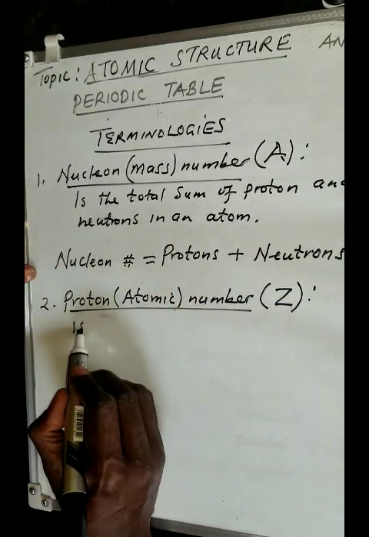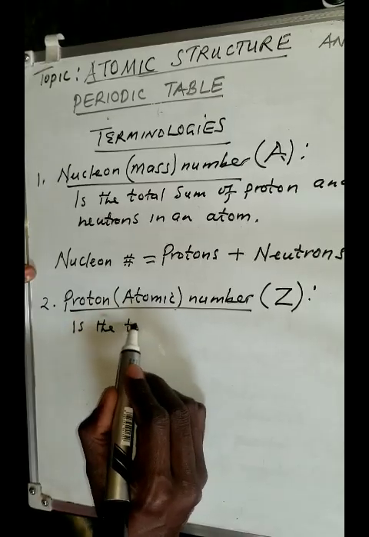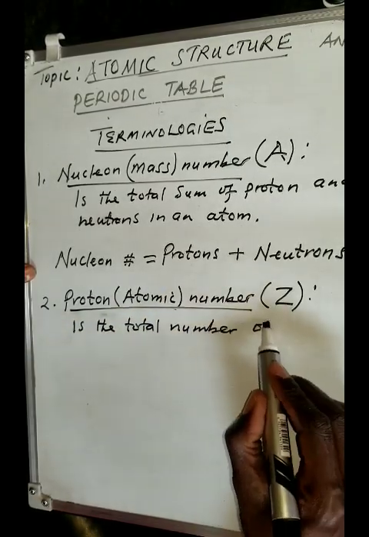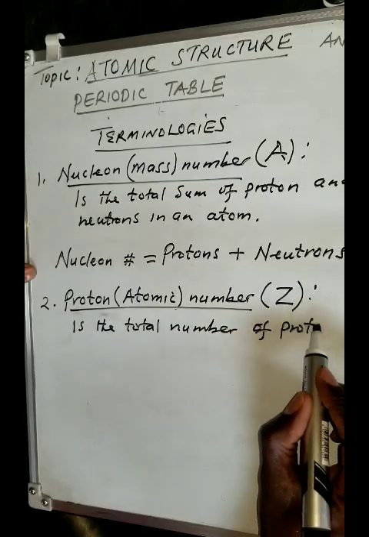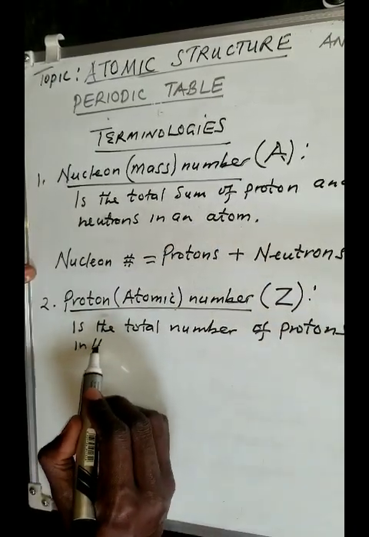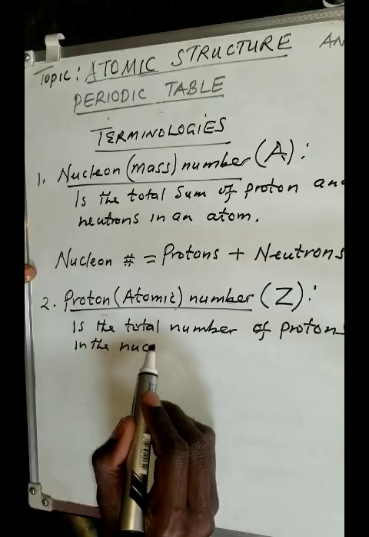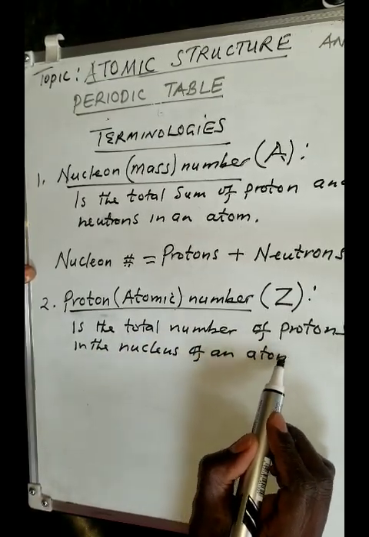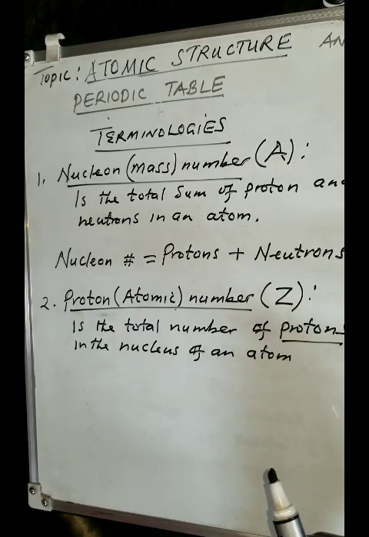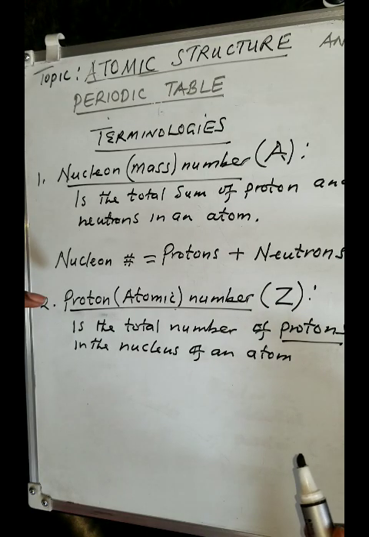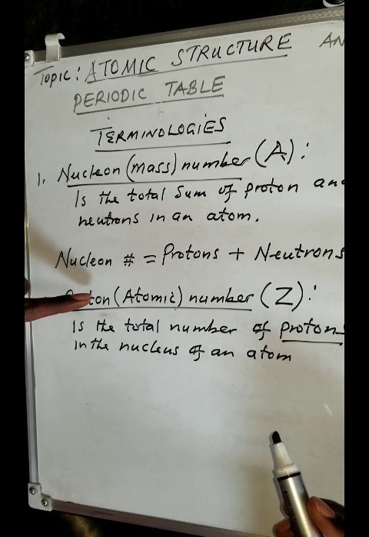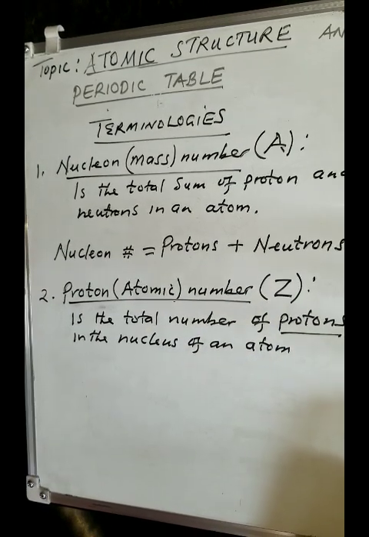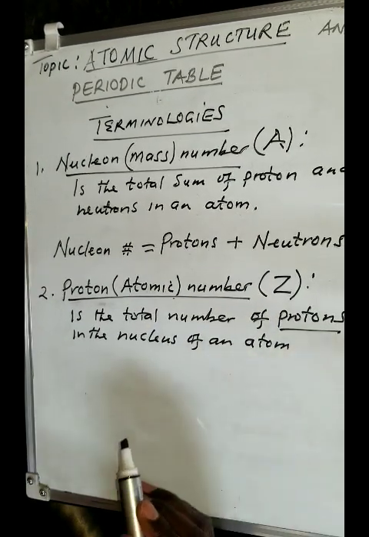Well, proton number is the total number of protons in the nucleus of an atom. So when we just consider the number of protons that are found in the nucleus of an atom, that is what we call the proton or the atomic number. So that is what you need to remember when it comes to such discussions.